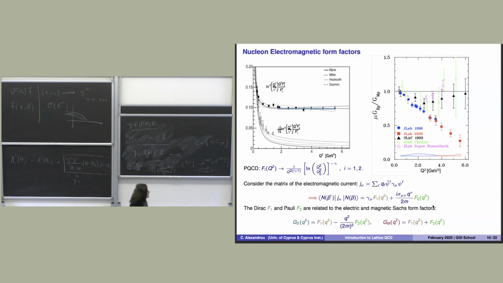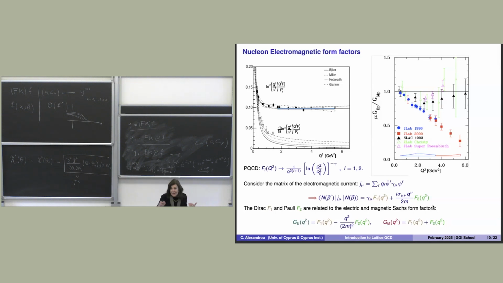Okay, so this is the matrix element of the electromagnetic current that I want to compute, the nucleon matrix element, which is given in terms of the Pauli and Dirac form factors, F1 and F2, which can be related to the electric and magnetic form factors. So now what I have to do is go and compute this matrix element. This is a 3-point function that I told you. You have seen the diagrams.